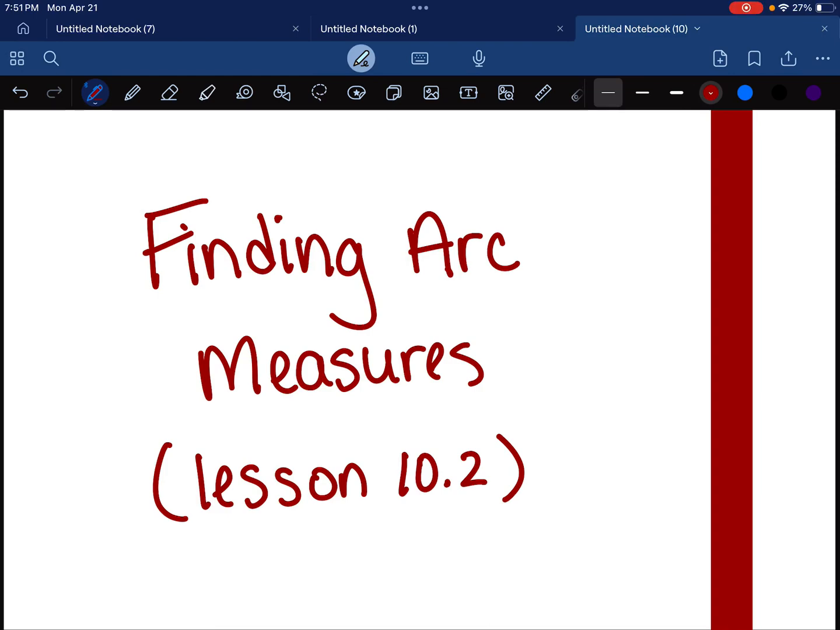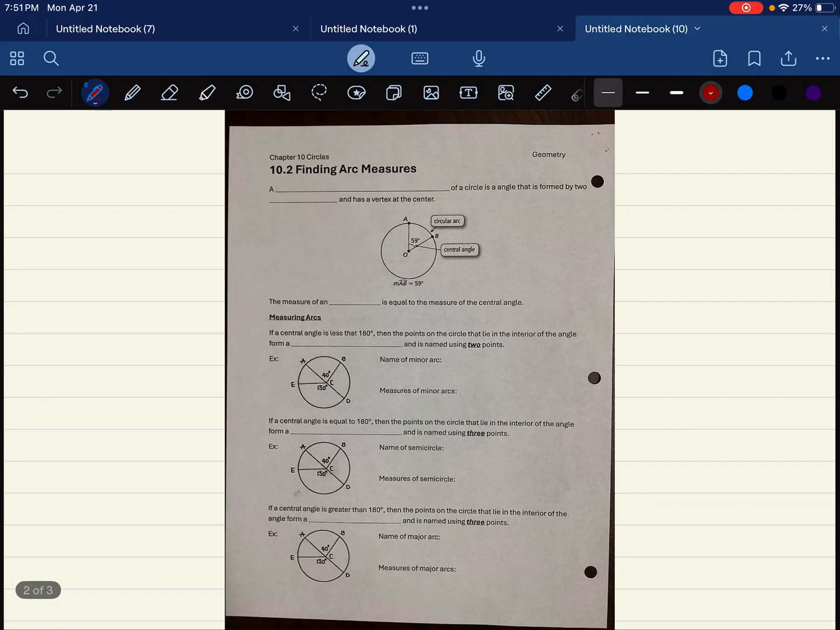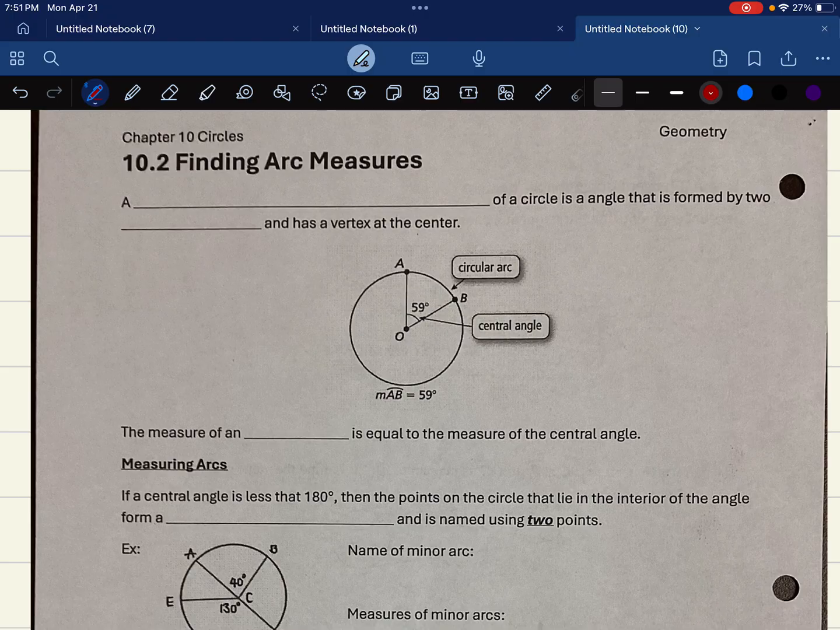All right, today we're doing lesson 2, which is finding arc measures. So when we talk specifically about a circle, we're going to be looking at how to find the angle measures of an arc of a circle. So at the top of our notes today, a central angle of a circle is the angle that is formed by two radii. Remember we talked about that's plural for radius, and has a vertex at the center.